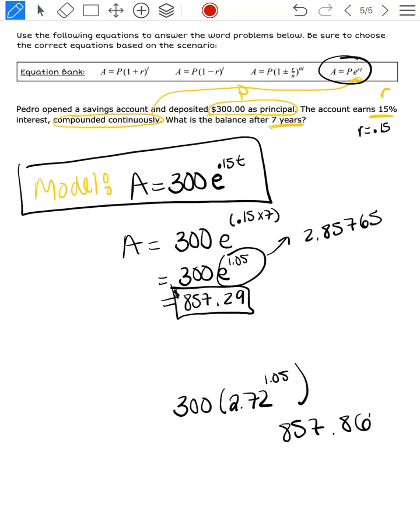So if you have an E button on your calculator, use it. If not, if you're like, I don't have a calculator, I'm using my phone, then instead of E, we can just use the number 2.72. So 2.72 to the 1.05 power, and then multiply by 300. But either way, you have about $857 after 7 years.